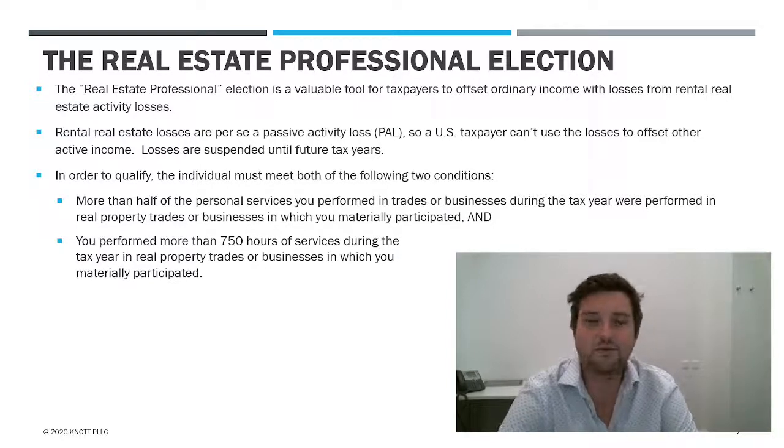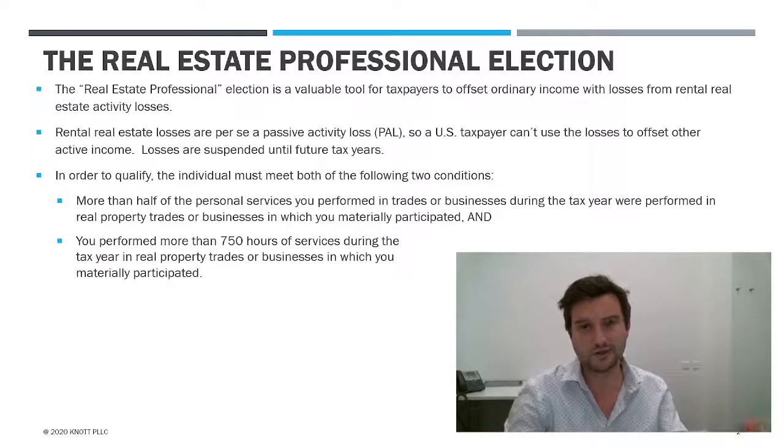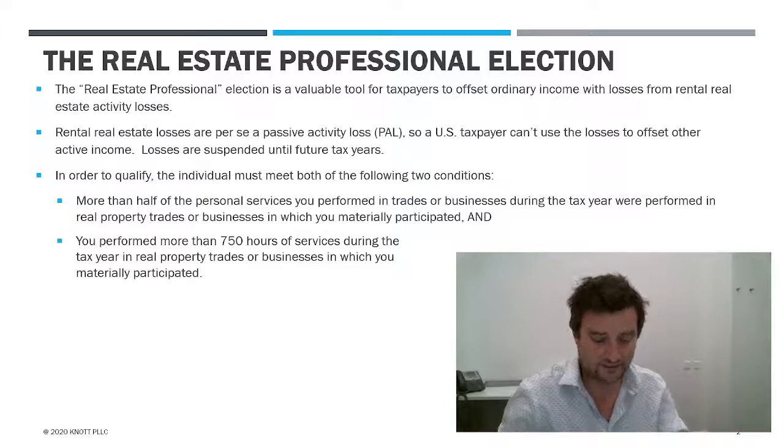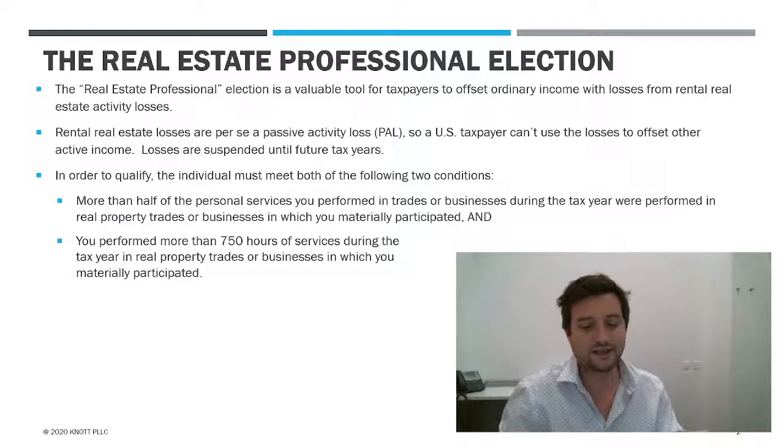So in today's segment, I wanted to talk to you about the real estate professional election. The real estate professional election is for individual U.S. taxpayers, and it's effectively an election you make on an annual basis on your Form 1040 tax return that allows you to use all of your rental property losses and offset those losses against other types of income. So wages, interest, dividends, other forms of active income that you might have earned during the year.